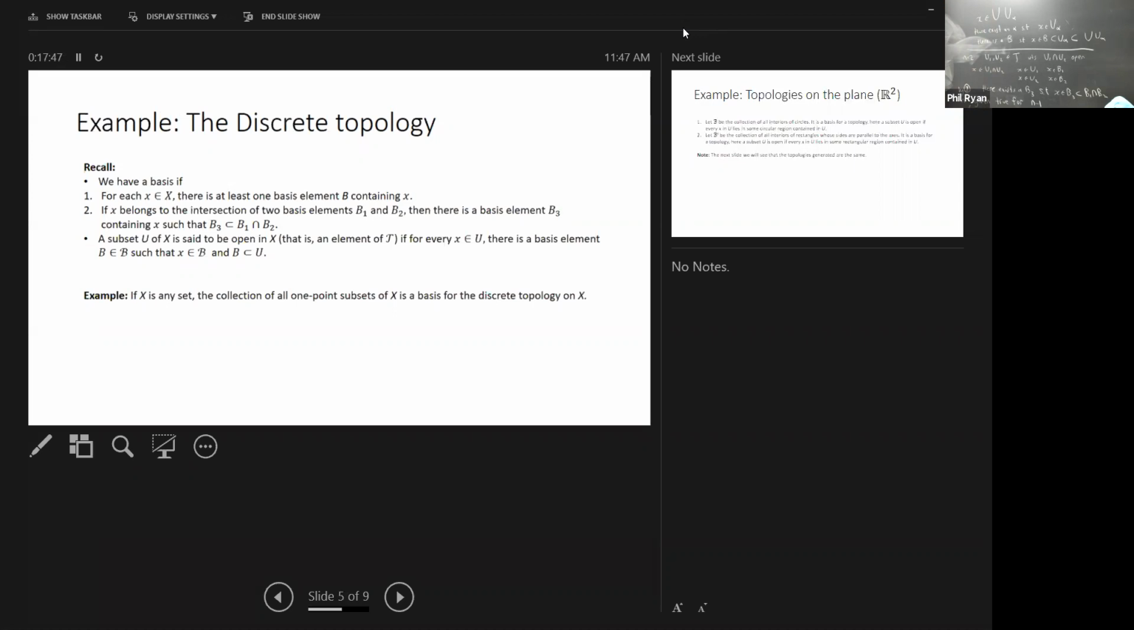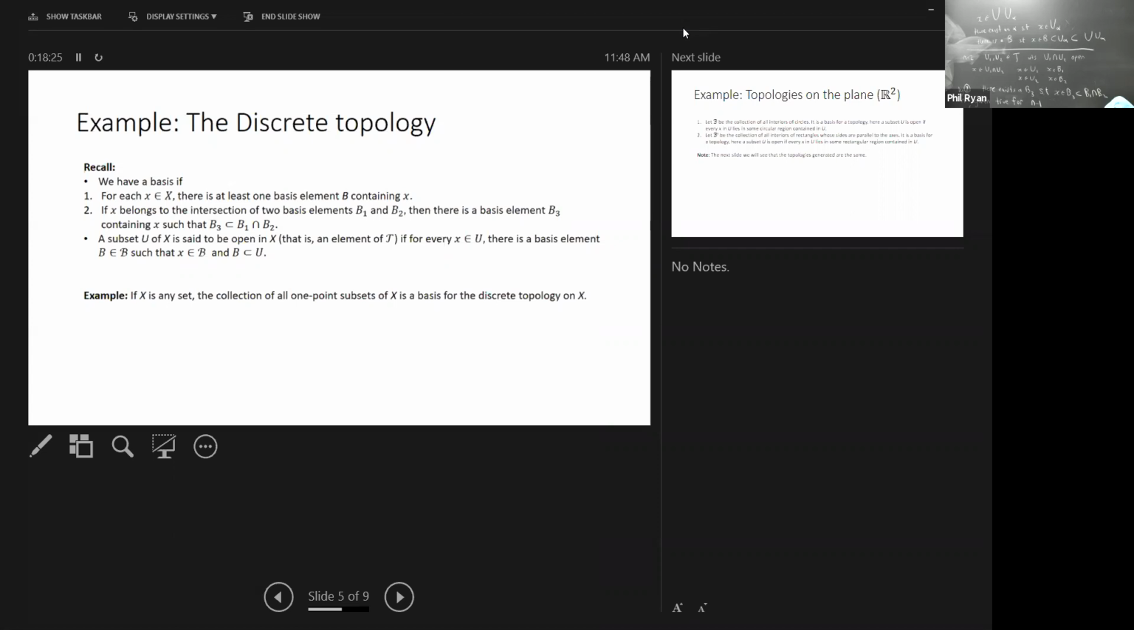So I'm just recalling, remember this is the definition of a basis. And this is what we take to be the definition of an open set given this basis, and we know that that's a topology. So let's have a look at the discrete topology. I claim that the collection of all one-point subsets of X is a basis for the discrete topology on X. Okay, let's go through the conditions to double check that this is indeed a basis.